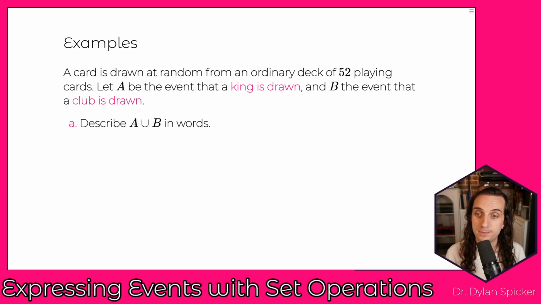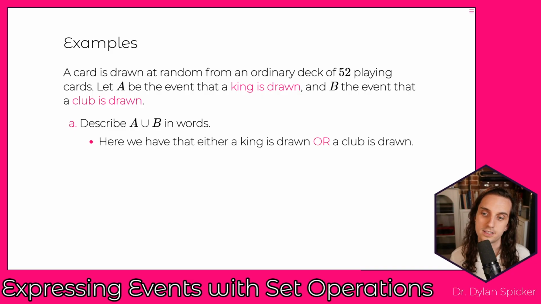So we want to describe A union B in words. Now remember, the union is going to be an or. So A is the event that a king is drawn, B is the event that a club is drawn, and so A union B is going to be the event that either a king is drawn or a club is drawn. And so here we have either a king or a club. Now importantly, if it's a king and a club, this is still going to count. So the king of clubs is included here. But we have either a king or a club being drawn.